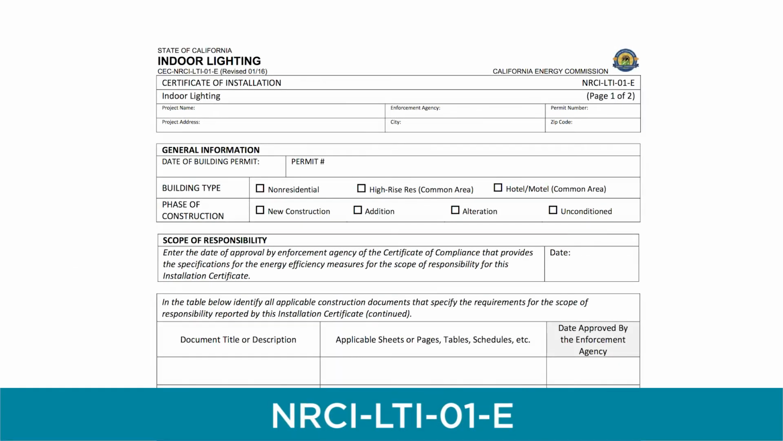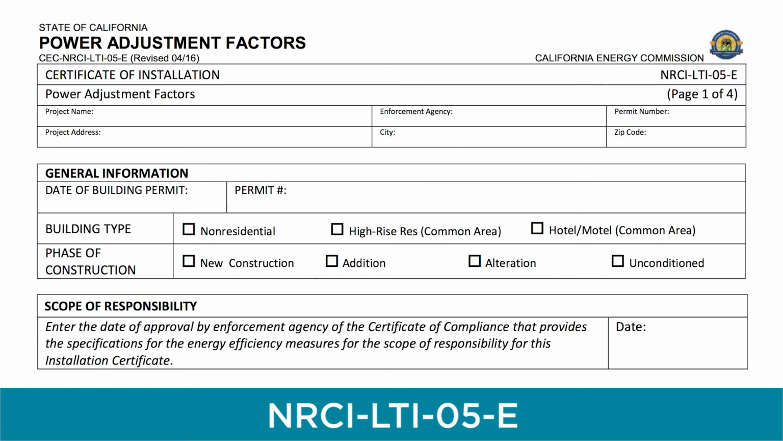Following installation, compliance is documented on Certificate of Installation NRCI-LTI-01-E. Details on installed shutoff controls must be provided on this form. In addition, if automatic daylighting controls are installed and use the full off option to qualify for a PAF, Certificate of Installation NRCI-LTI-05-E is required. The responsible party must certify that the daylighting controls are properly installed and meet all the requirements of the PAF.